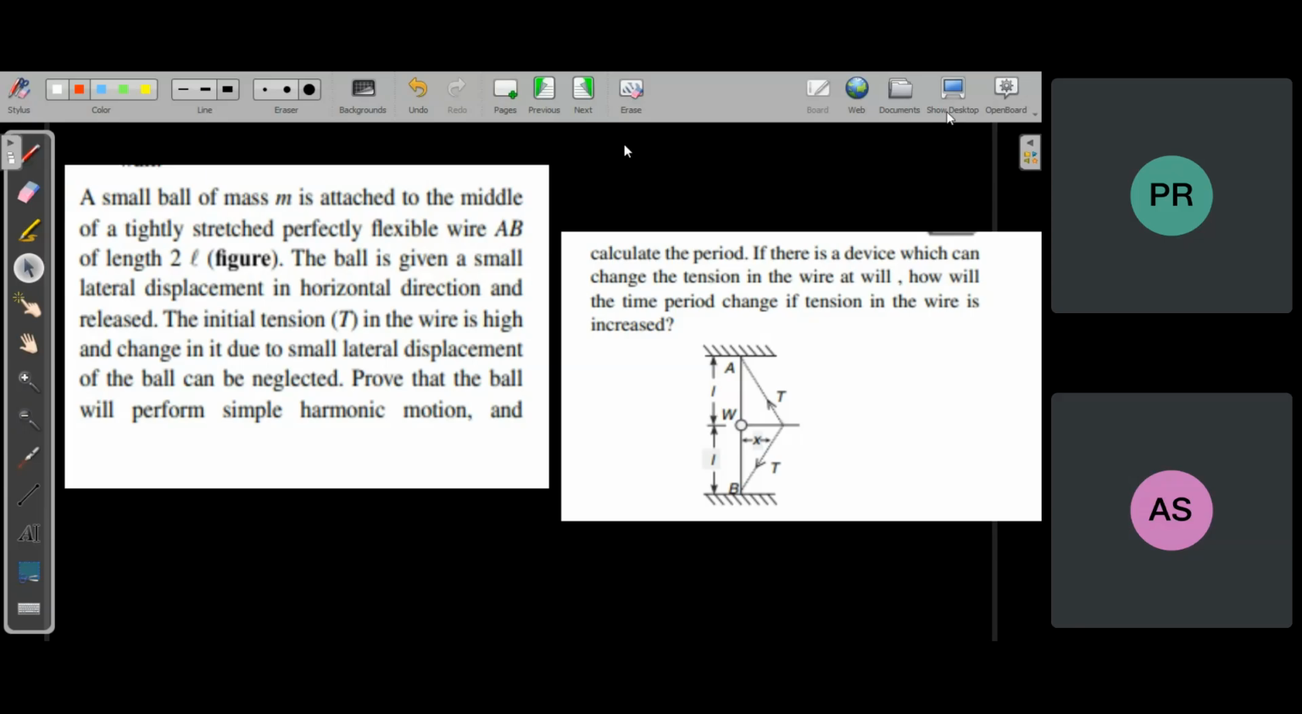Yes, sir, 2T sin theta. So from the figure, if you substitute in place of sin theta, x by L, no, sir. If x is the lateral displacement and L is the length of the string, we get acceleration equals minus 2T x by mL, no, sir. Okay.